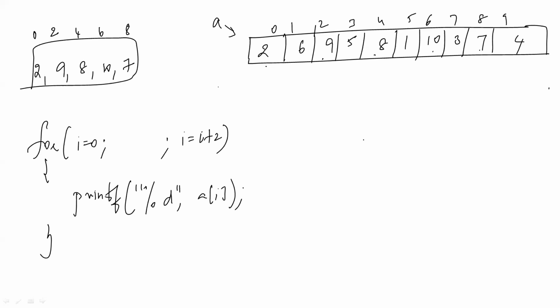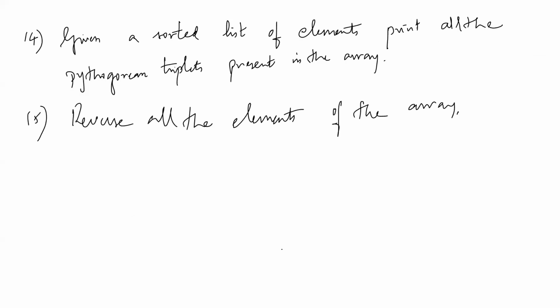After the second position, I should go to the fourth position. After the fourth position, I should go to the sixth position. Till what position, sir? Till the size of the array. My size of the array is 10. Now look at this. This is my alternate elements of the array starting from the 0th position.